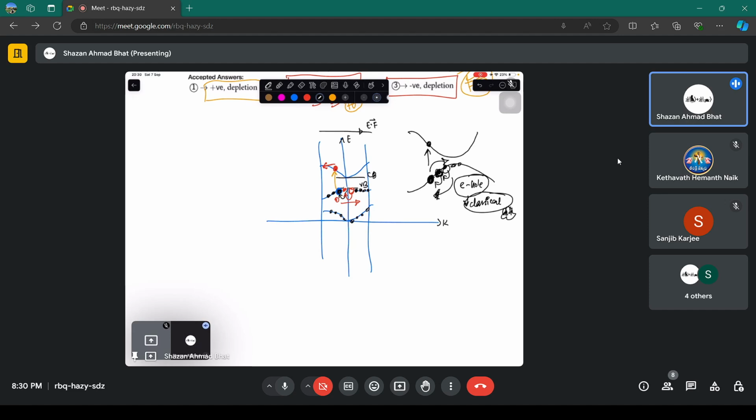That's why we consider it as a particle. And another reason is that now you will question, why do we not consider holes in a metal? We draw the Fermi level of a metal, we consider only electrons.